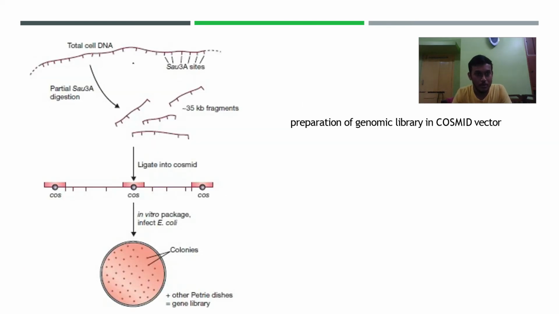So this is a pictorial view. As you can see, this all starts with the DNA. It contains restriction sites of different endonucleases. So this is a restriction site, this is also a restriction site. When these sites are attacked by the restriction endonuclease enzymes, they lead to the formation of small fragments.